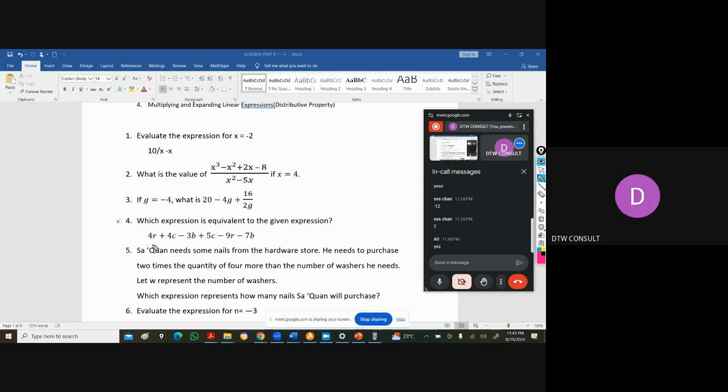Simplifying means taking like terms together. Do you understand? Yes, I get it right now. Okay, write your answer. Negative 5. Write your answer in the chat. Whatever you have.